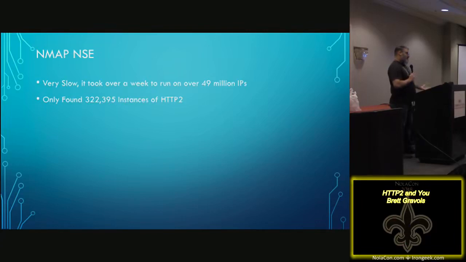So I had to resort to going back to Nmap. So Nmap, as we all know, is not as fast as MassScan is. So it's pretty slow. Since I was only looking at port 443, I kind of YOLO'd it again and used a -T5 just to make it go faster. But it still took over a week to run on 49 million IPs. And basically, it only found around 300,000 instances of HTTP2, which I was like, that doesn't sound right to me.